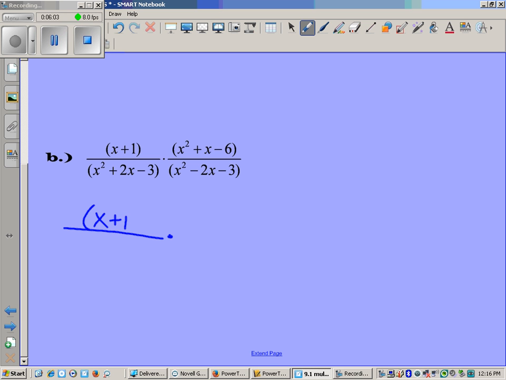This top left one doesn't factor any more than it already is, but I'd like you to factor the denominator, and I would like you to go through and factor the other two, numerator and denominator. Okay, I'll give you a second. I'd like you to factor all of those, please.